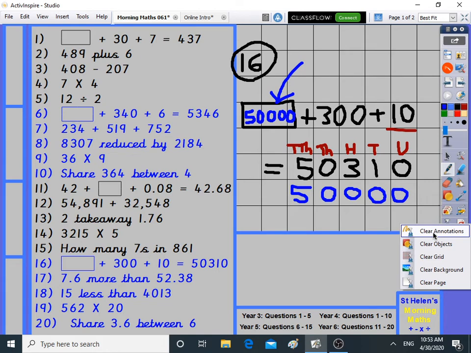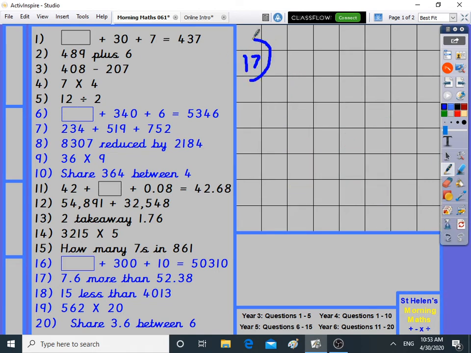On to number 17. Is this a trick question? Let's see.